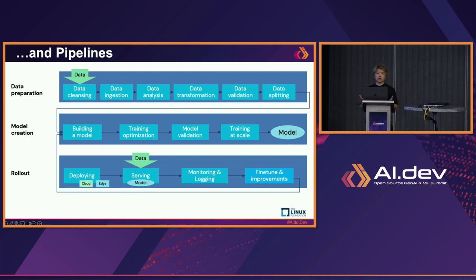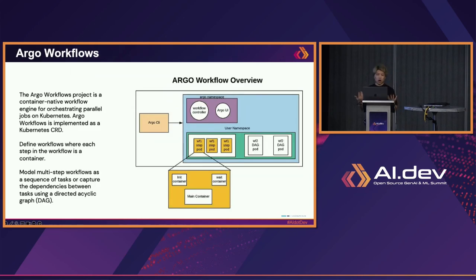And when we look into how to do that on Kubernetes, there are two popular projects. One is Argo Workflows. Argo Workflows is a project that provides a containerized workflow engine for orchestrating parallel jobs, and it is able to implement the whole pipeline as a Kubernetes CRD.